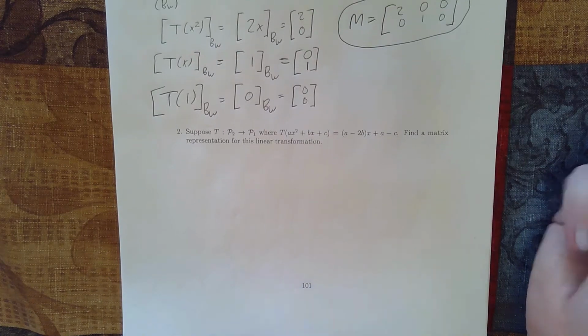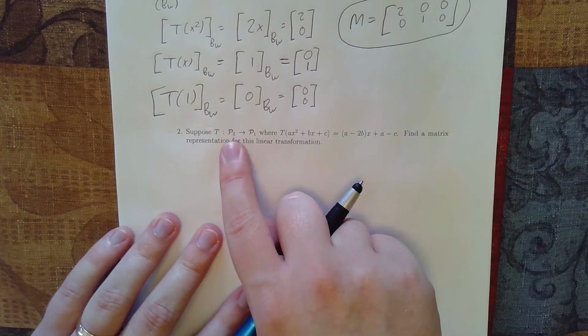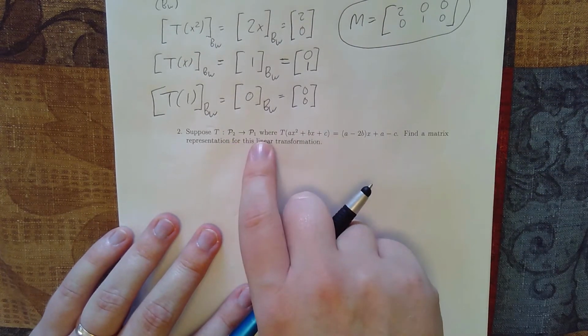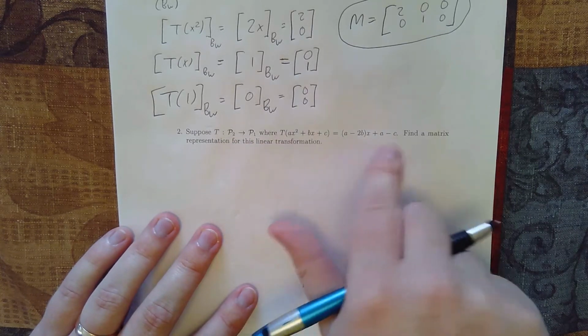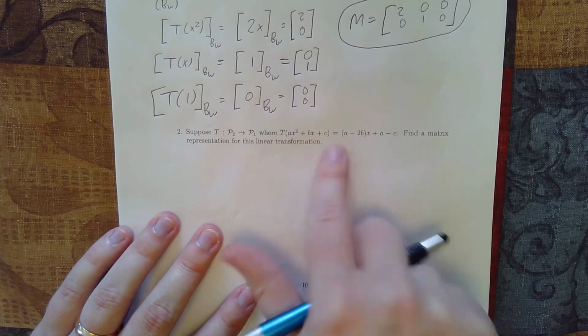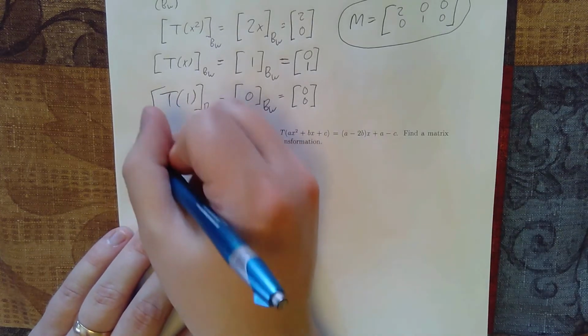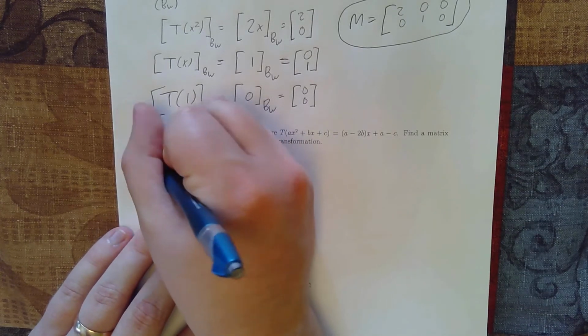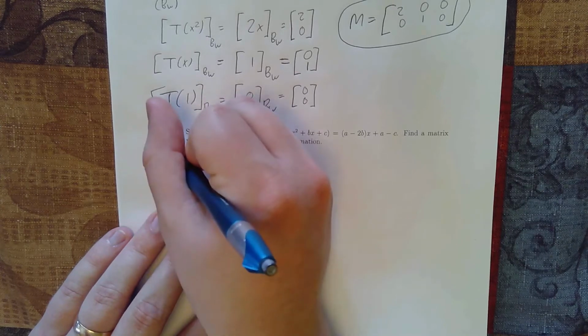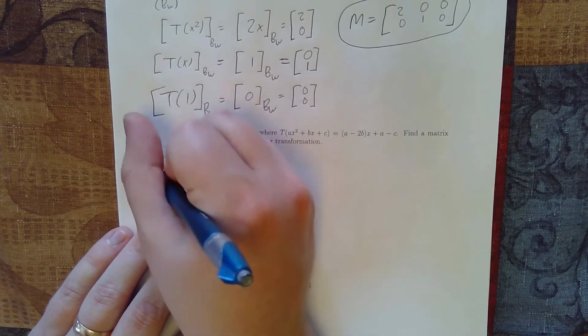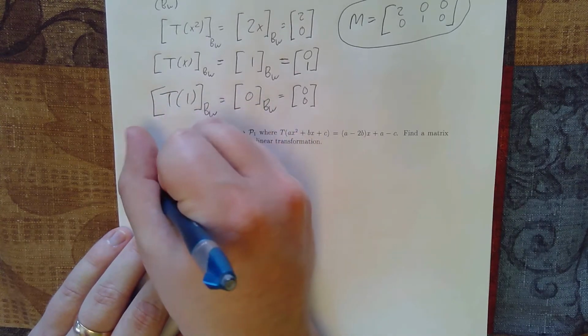Let's keep moving on. So let's say we wanted to take this transformation from P2 to P1 and find a matrix form for this transformation. What we're going to do is start off with a basis for P2 and for P1.